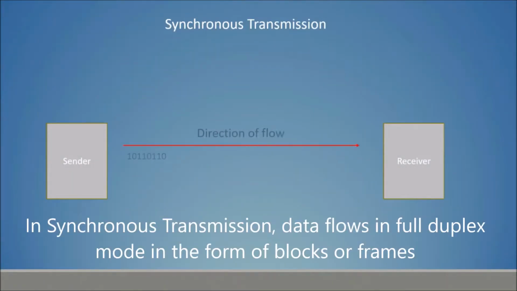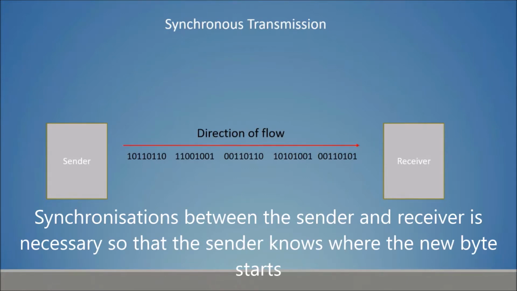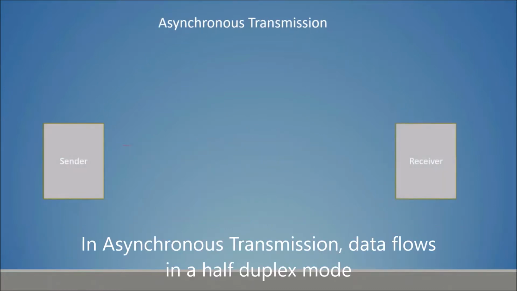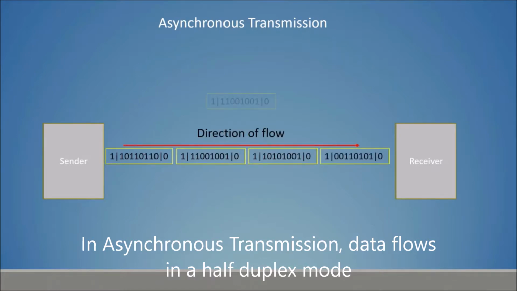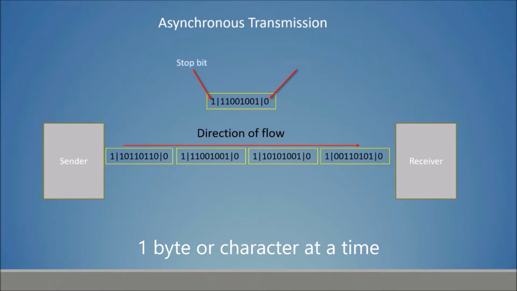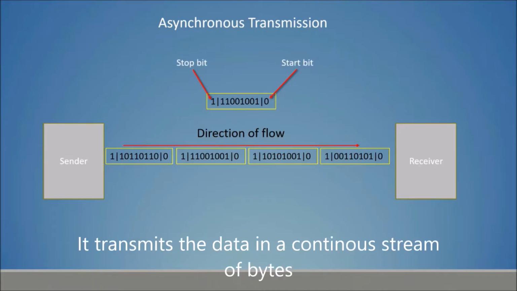In synchronous transmission, data flows in a full duplex mode in the form of blocks or frames. Synchronization between the sender and receiver is necessary so that the sender knows where the new byte starts. While in asynchronous transmission, data flows in a half duplex mode, meaning one byte or a character at a time. It transmits the data in a continuous stream of bytes.